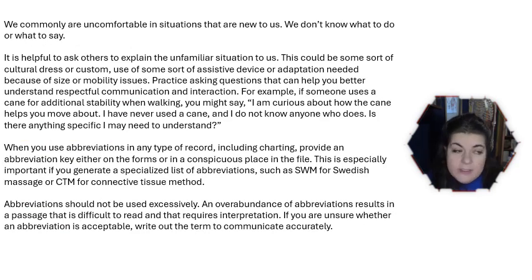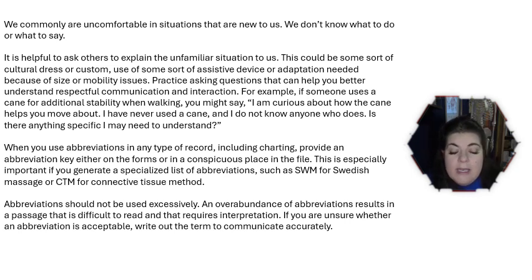All right, there's a couple of things to notate. We commonly are uncomfortable in situations that are new to us. We don't know what to do or say. So it is helpful to ask others to explain the unfamiliar situation to us, right? This could be some sort of cultural dress or custom, use of some sort of assistive device or adaptation needed because of size or mobility issues. If your client clearly is using a device, ask what is appropriate so that you can make accommodations in the massage therapy office.